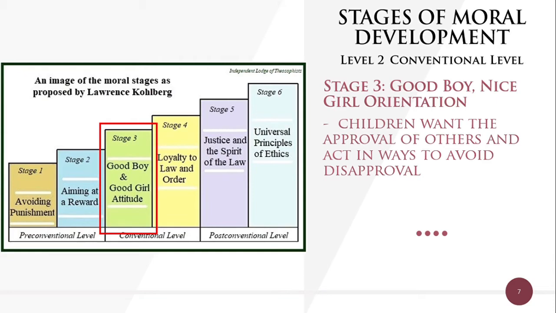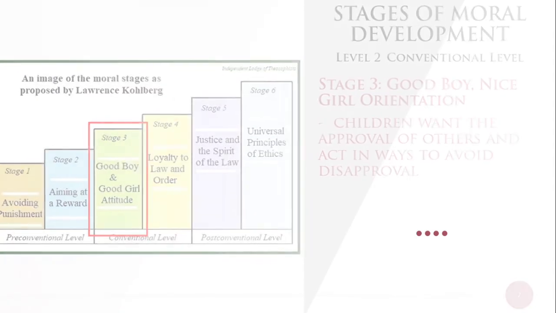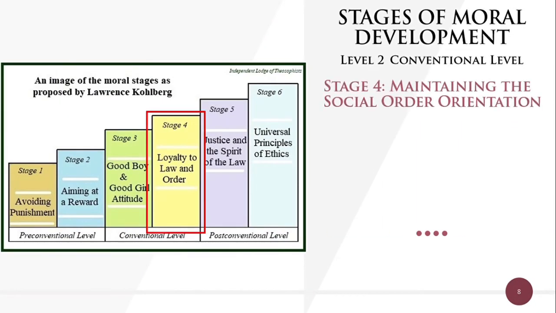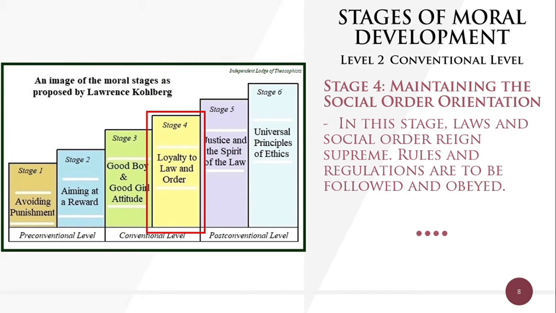Okay, so yung stage 3, being nice to their peers. Yung stage 4, being nice because they wanted to respect and obey their teachers, their boss, their leader, okay, as well as the rules and regulations. All in all, the stage 3 and itong si stage 4, alright? Okay, stage 4 is loyalty to law and order. So, maintaining the social order orientation. You follow the rules, okay? You follow the rules and regulations are to be followed and obeyed, okay? Social laws and social order reign supreme, okay? It's absolute para sa mga bata, para sa mga tao nandito sa stage ito, okay?